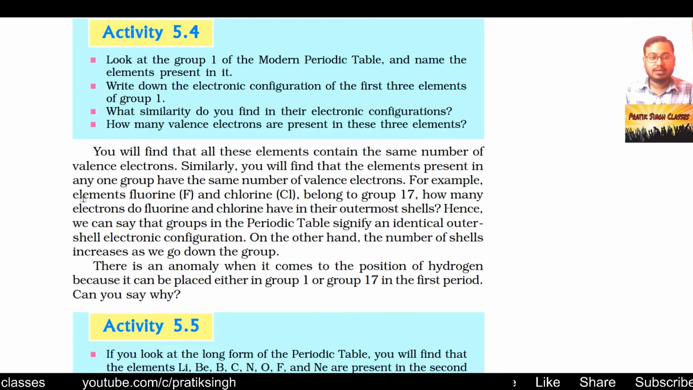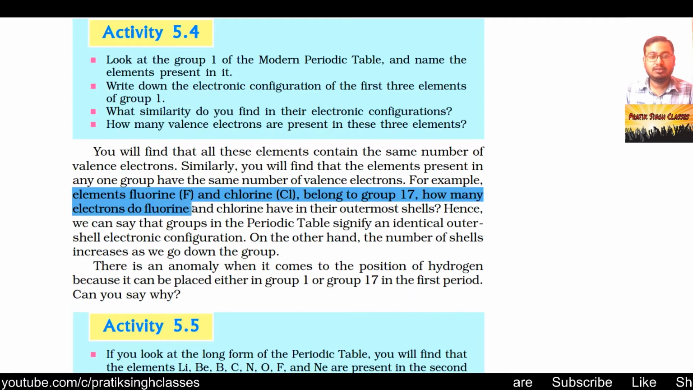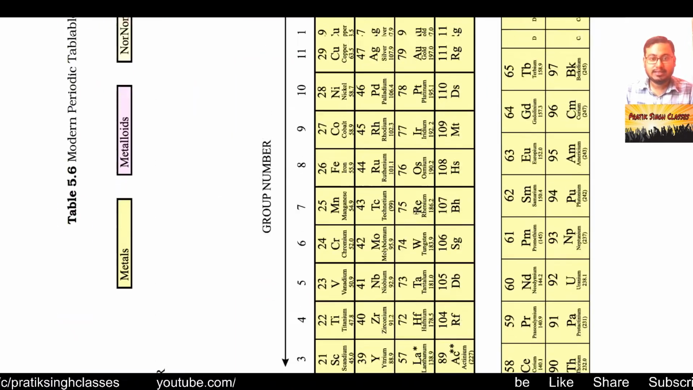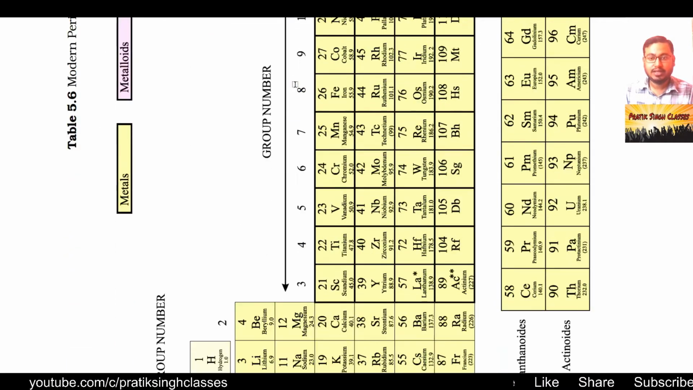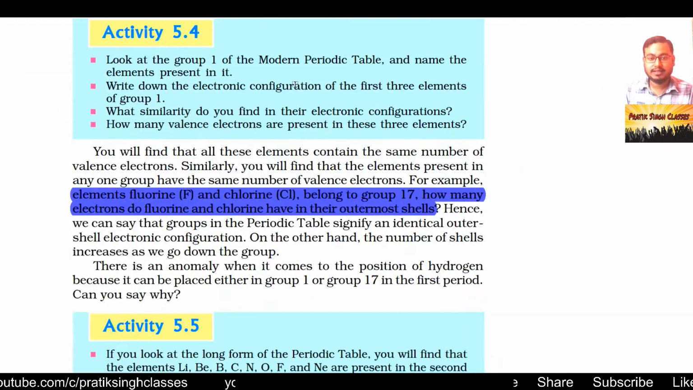For example, the elements fluorine and chlorine belong to group 17. How many electrons do fluorine and chlorine have in their outermost shells? It is 7. As you can see here, this group 17 has the elements fluorine, chlorine, bromine, iodine and astatine. First two we have taken, fluorine and chlorine. The atomic numbers given there are 9 and 17 respectively, and if you write the electronic configuration, you will find that in the outermost orbit they have 7 electrons. So valence electrons are the same as well as valency.